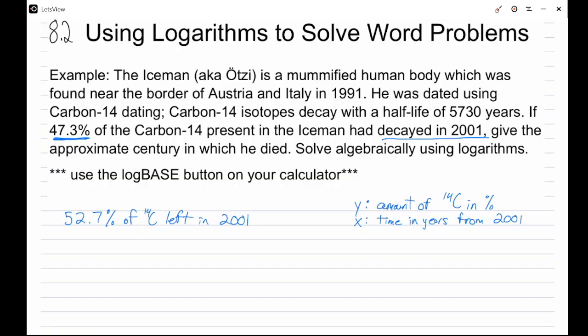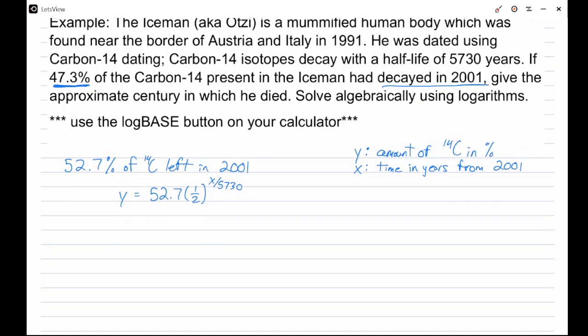So as I set up my equation, I'm going to end up with y equals 52.7. We have a base of a half, because it's a half-life equation, and it takes 5,730 years to decay by a half. Okay, so I am looking to find when I have 100% of the C14 when I go to solve this with a logarithm.